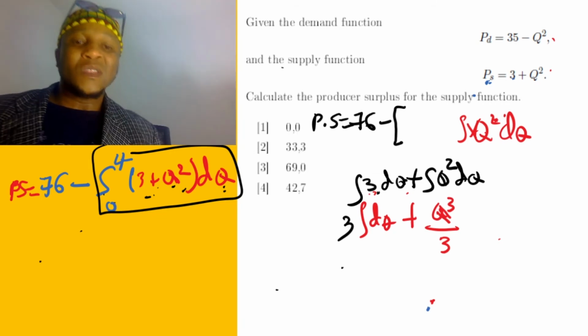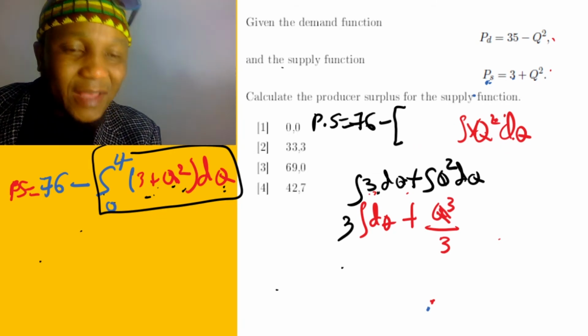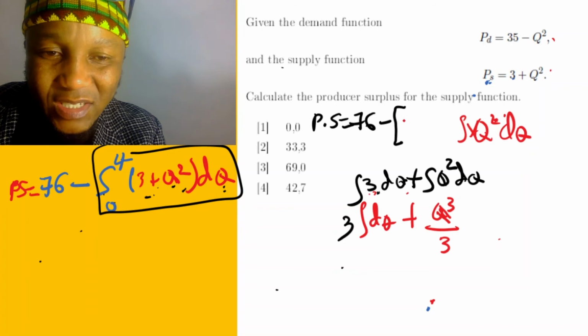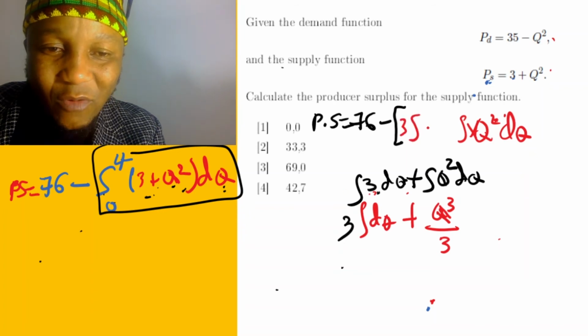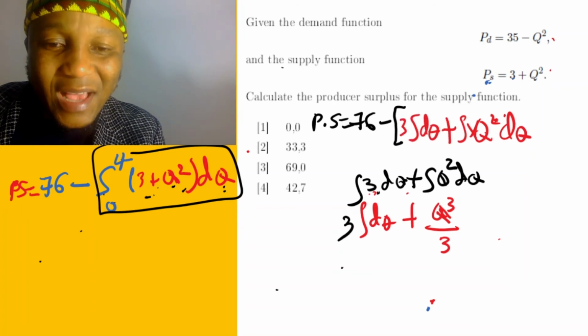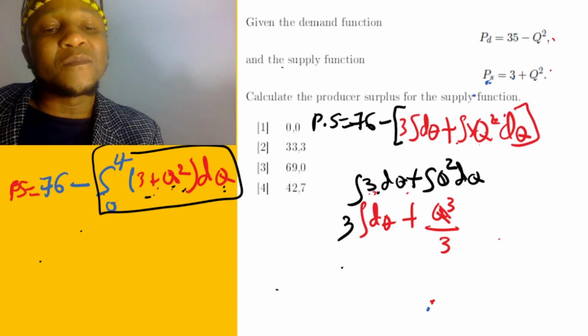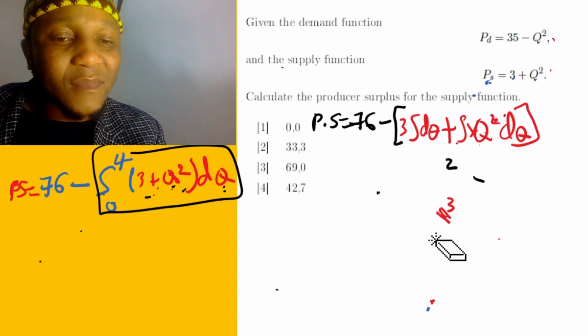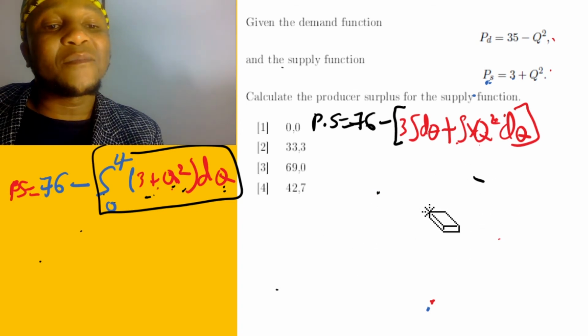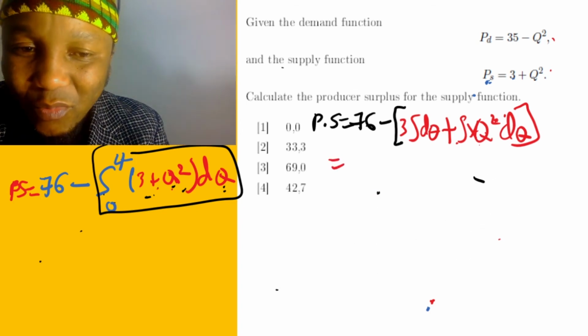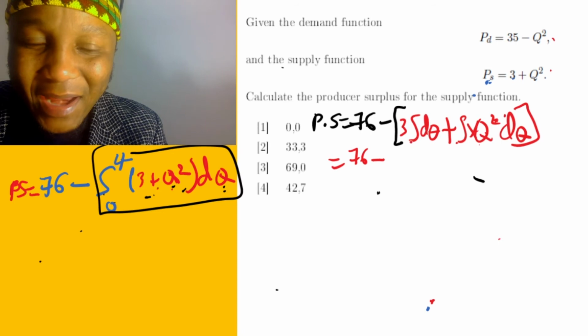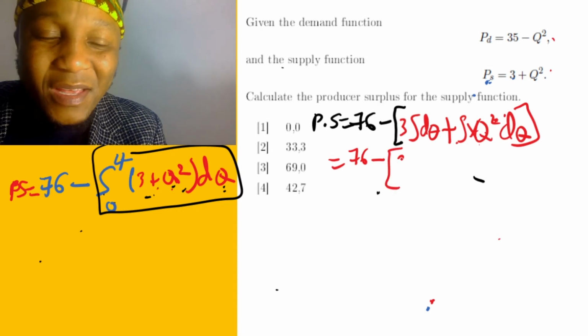That's what we're doing. So this part here, let's just write it separately: 3 integral of dq plus, because there's a plus, the q square, integral of the second. So I was just showing you here how this comes about. So we're going to say now, producer surplus equal to 76 minus, let's put a bigger bracket here, 3.